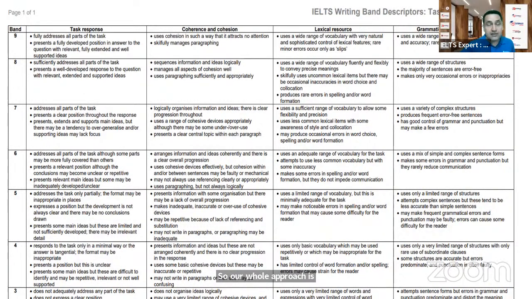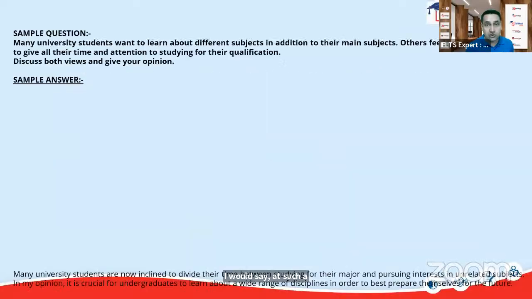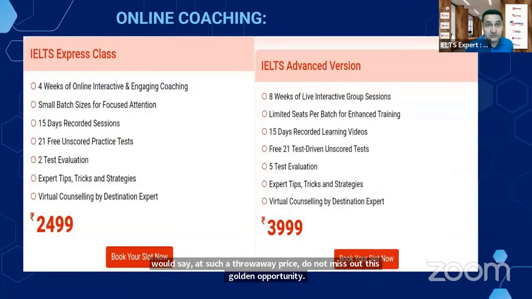So our whole approach is constructive feedback, and you would feel that during the classes, whether it's listening, reading, writing, or speaking. When you are practicing in a group, some students feel nervous, but with constructive feedback, you look at someone speaking in an efficient manner, and you learn and pick up vocabulary words from each other. At such a throwaway price, do not miss this golden opportunity. If you want your story to be successful on the very first attempt, this is the place to be.